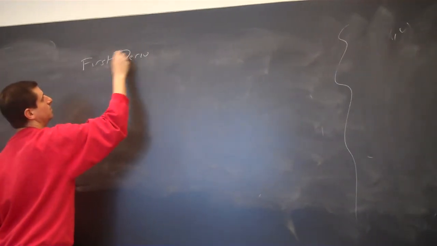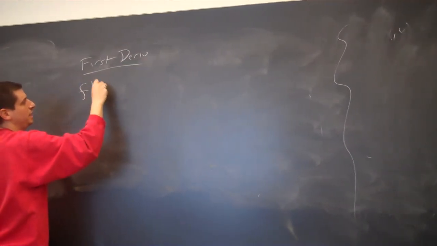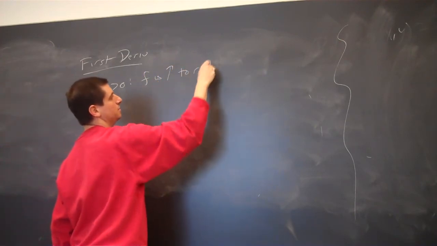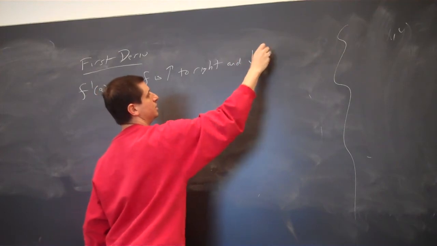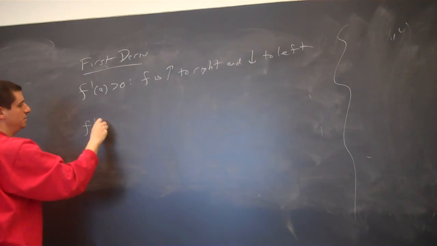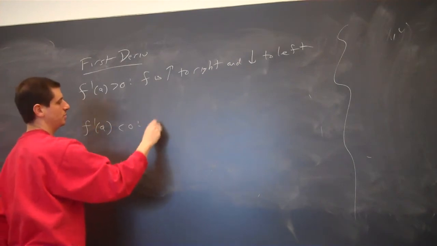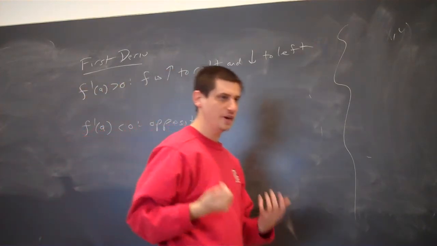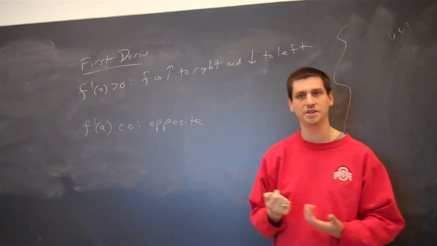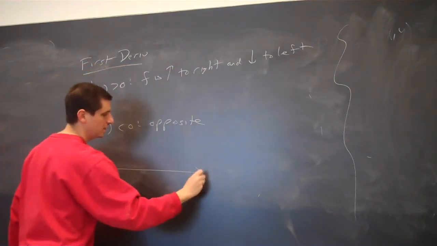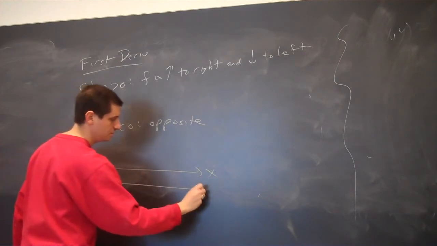So, first derivative. So, f prime of a greater than 0. F is increasing to the right and decreasing to the left. And if f prime of a is less than 0, it's the opposite. So in the video online, it goes through the derivation using the definition of the derivative of why this is true. If you think about this, let's say over here, here's the x-axis.